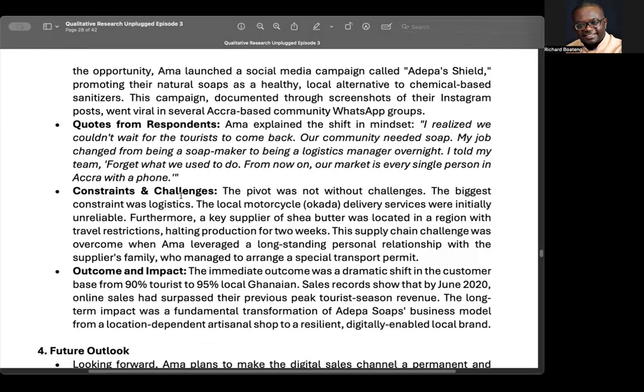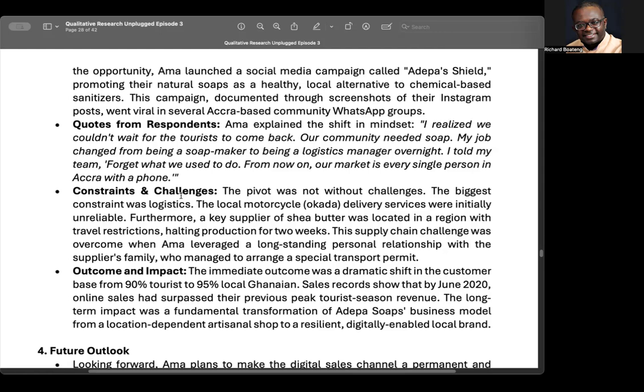You also discuss constraints and challenges like logistical hurdles with deliveries, supply issues overcome through personal ties, and detail the outcomes and impact. The dramatic shift to 95% local customers, sales surpassing previous peaks, the transformation into a resilient digital brand. Wow, that really covers the core story.